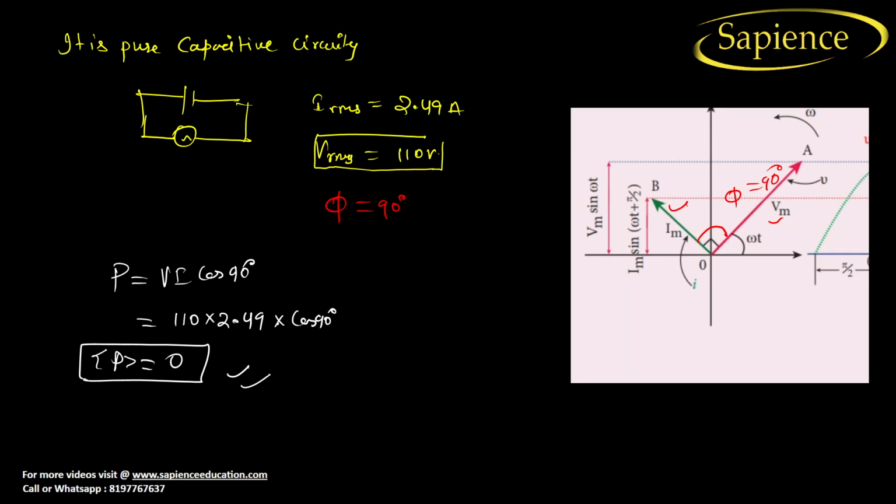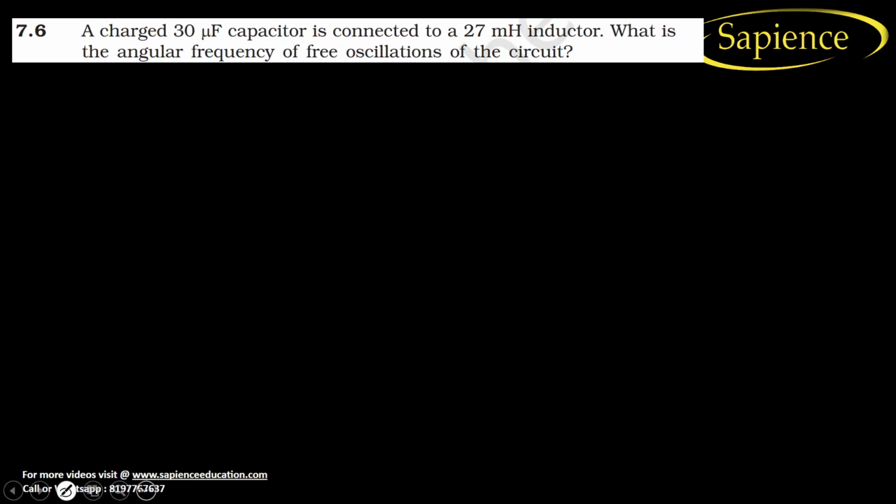If you have any type of doubt, you can ask me. So let's go for the next question, that is 7.6. Now in 7.6, a 30 microfarad capacitor is connected to a 27 millihenry inductor. What is the angular frequency of free oscillation of the circuit?